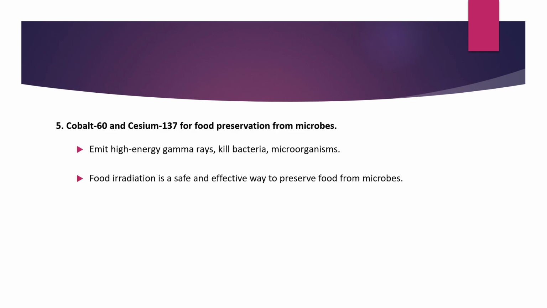The second last application we are discussing here is again preservation from microbes, using cobalt-60 and cesium-137. Even though cobalt-60 is very dangerous, it is used to kill the bacteria and microorganisms present in food. Basically, the food which is to be preserved is placed on a conveyor belt, and the high radiation emitted from these isotopes is bombarded on the food. These rays kill the bacteria and microorganisms present inside, so the shelf life of the food increases.